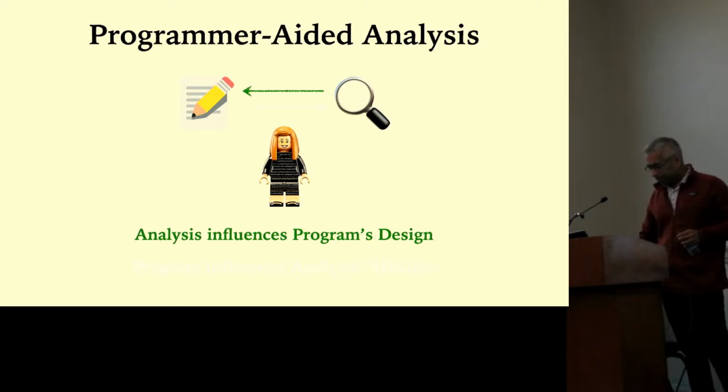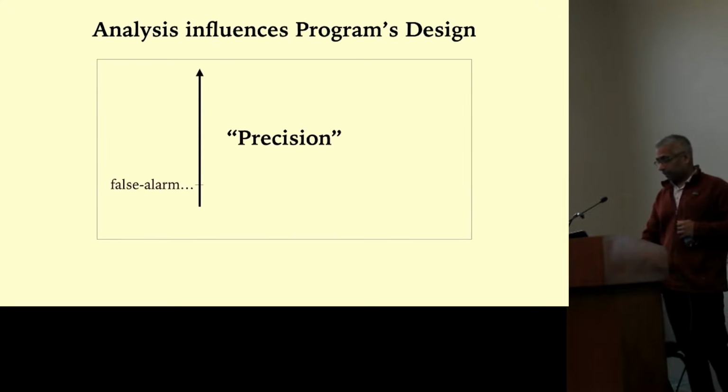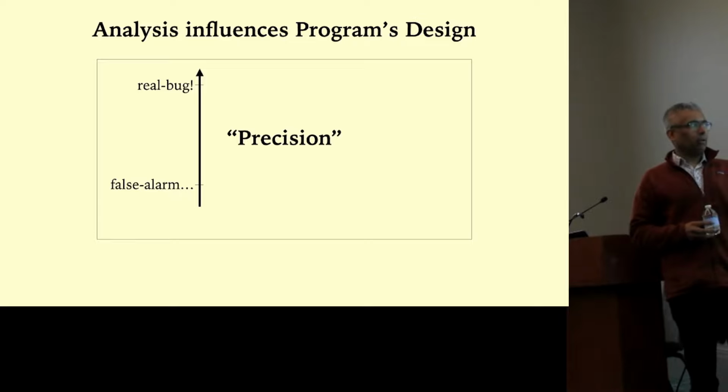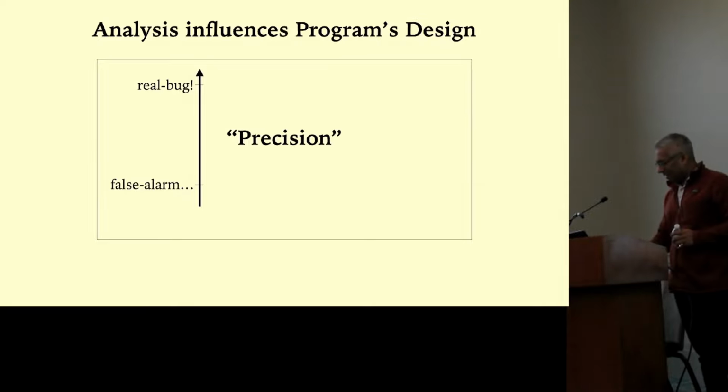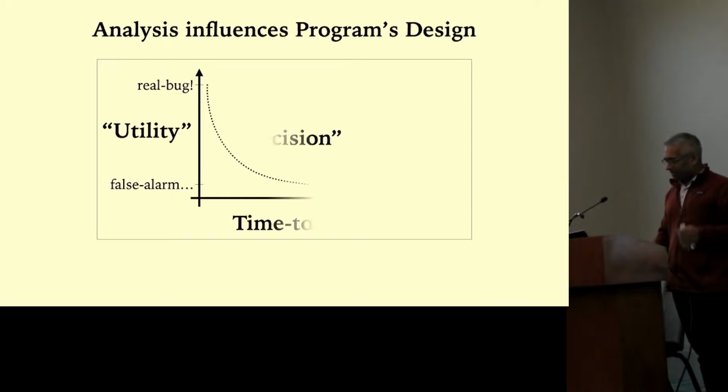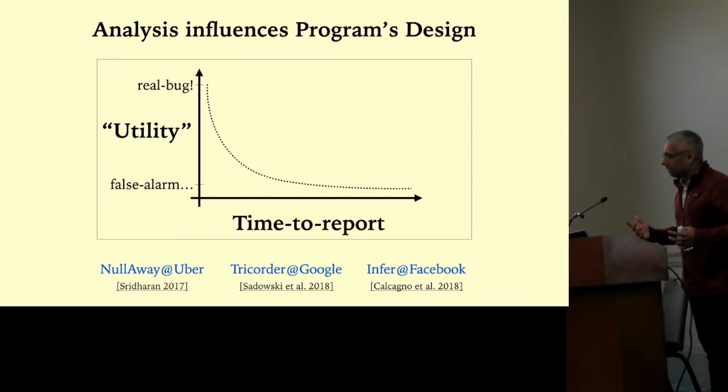Okay, so what do I mean? Well, first of all, I want the analysis to be able to affect how the program was written. So for example, as you'll see, we worry a lot in program analysis about, well, did you get a false alarm? Or is your analysis very precise? Do you have a real bug? And I argue that there's a missing dimension here, which is how quickly did you report the error?